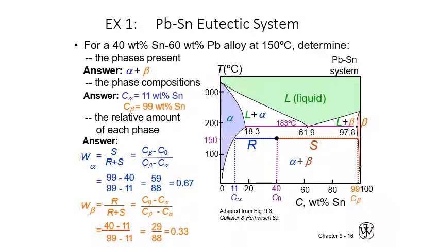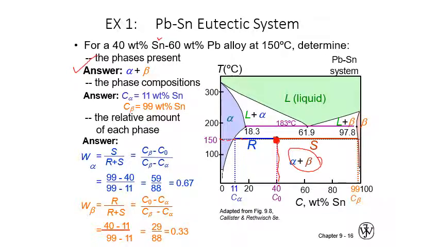Okay, so this is another problem. We are given a 40 weight percent tin and 60 weight percent lead alloy at 150 degrees centigrade, and we must determine the phases that are present. The x-axis here is Sn-lead, so if you move to 40% at 150 degrees centigrade, this is 150 and this is 40. If you look at this point, you will see that we are in the region of alpha plus beta. So our first answer is alpha plus beta.